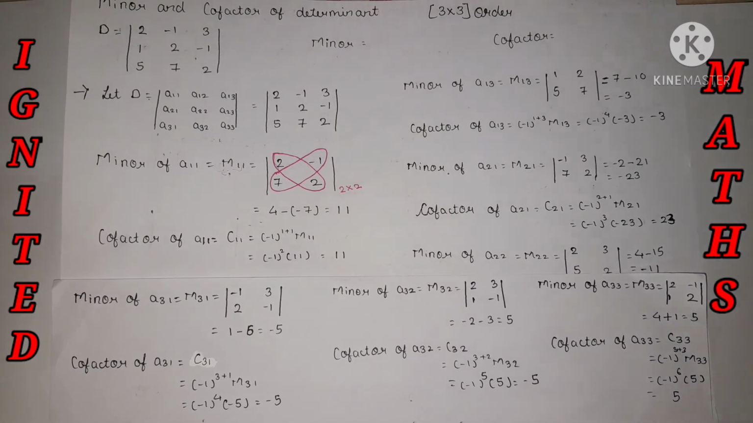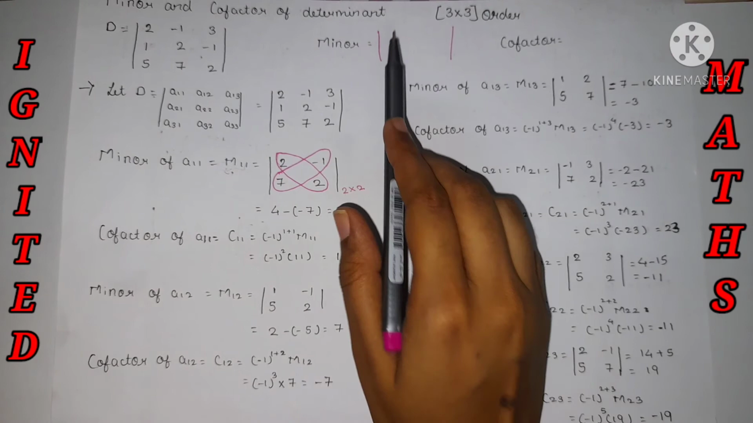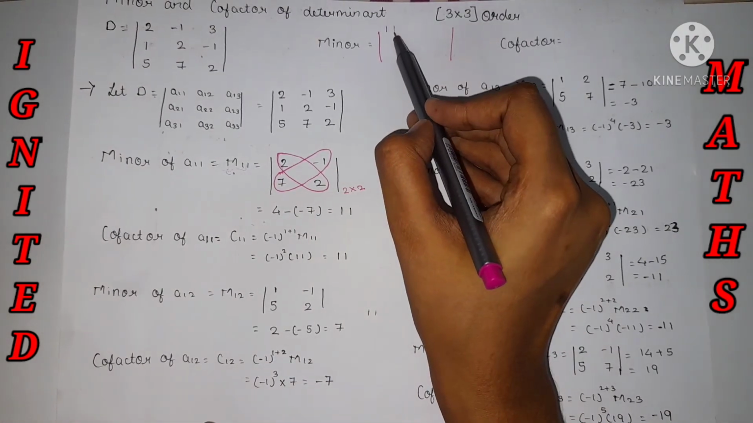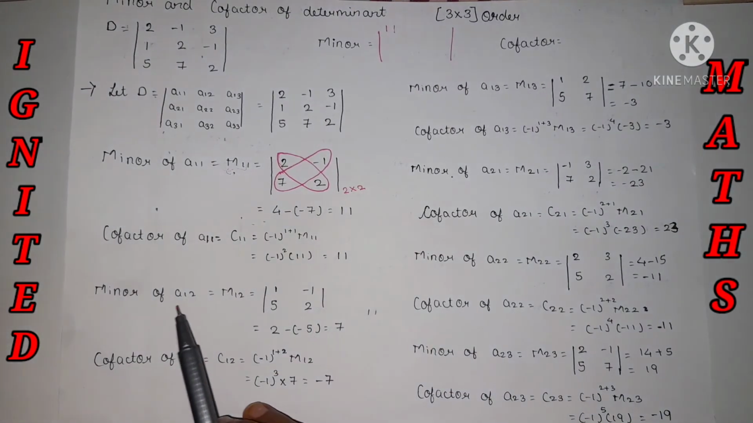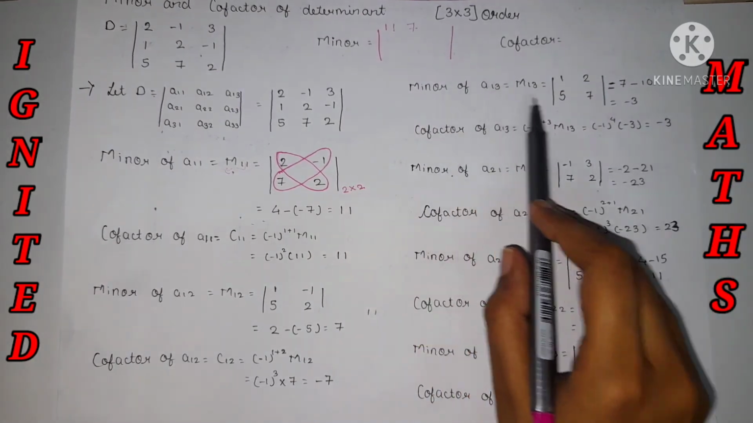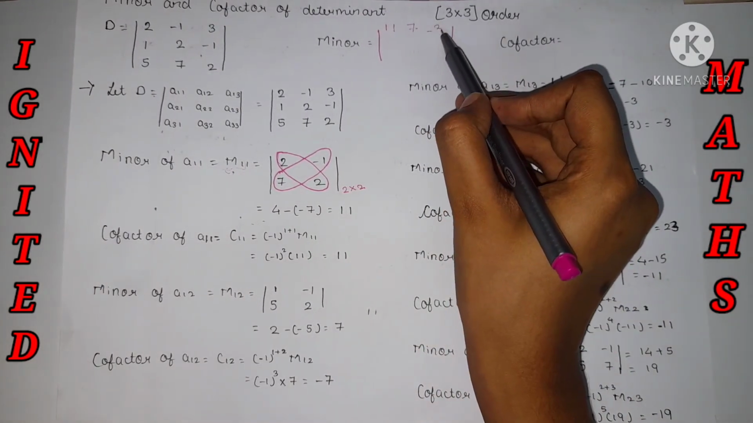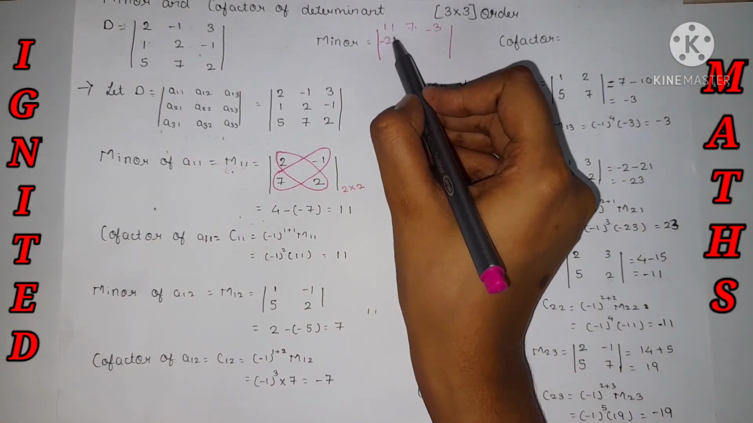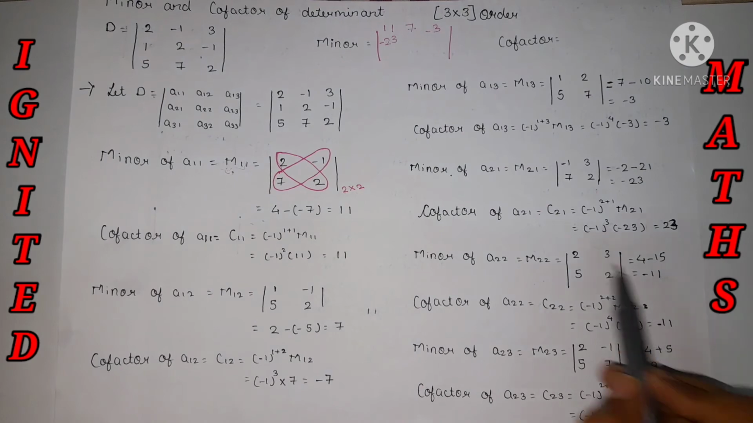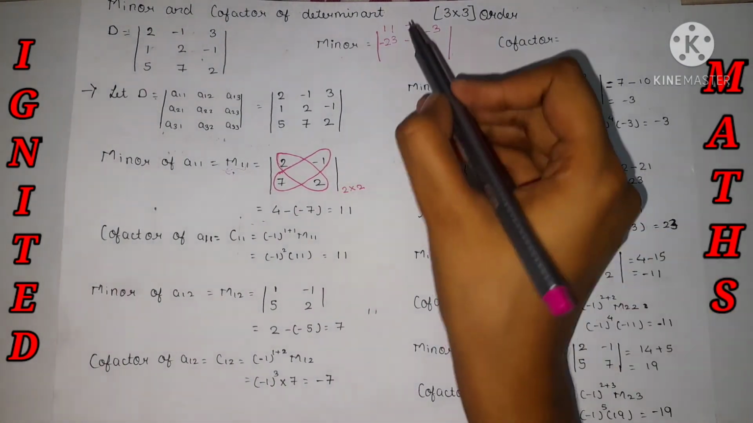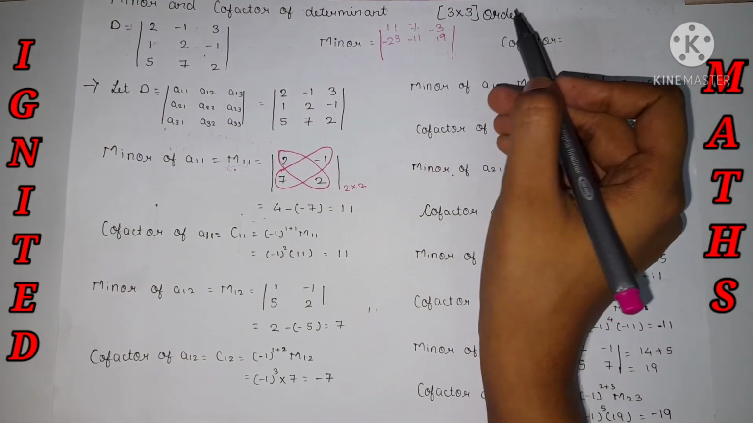Yes, now the main part is we need to represent it in the determinant. We need to write the respective row and respective column of the minor elements, like M11 is equal to 11. Yes, first row first column, and minor of A12 is 7. First row second column, minor of A13 is -3. First row third column, minor of A21 is -23. Minor of A22 is equal to -11, and minor of A23 is 19. This is how we need to represent the determinant.